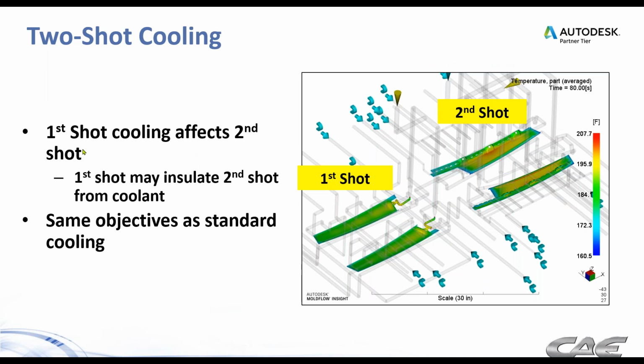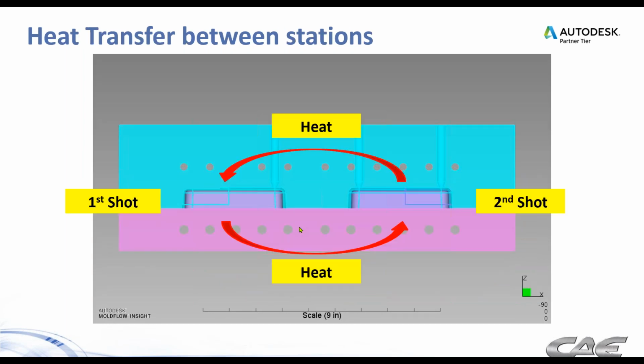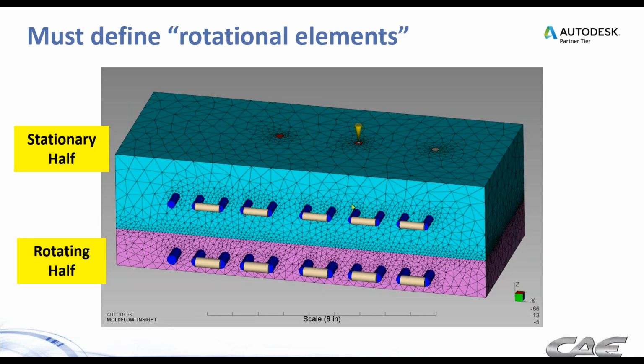Two-shot cooling, this is where first shot cooling affects the second shot, because the first shot may insulate the second shot from the coolant. So we still have the same objectives as a standard cooling analysis. So this is what a model looks like, and of course the mold's going to rotate from position 1 to position 2, and we have heat transferring back and forth between those two stations during the cycle.